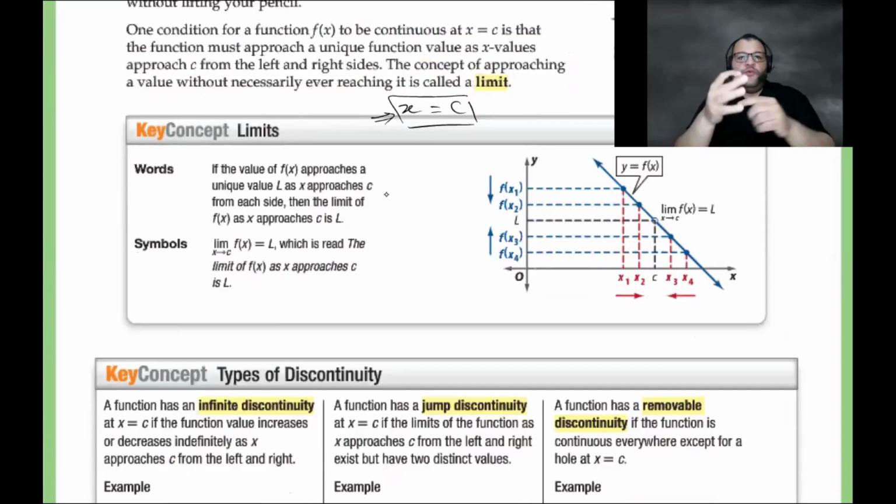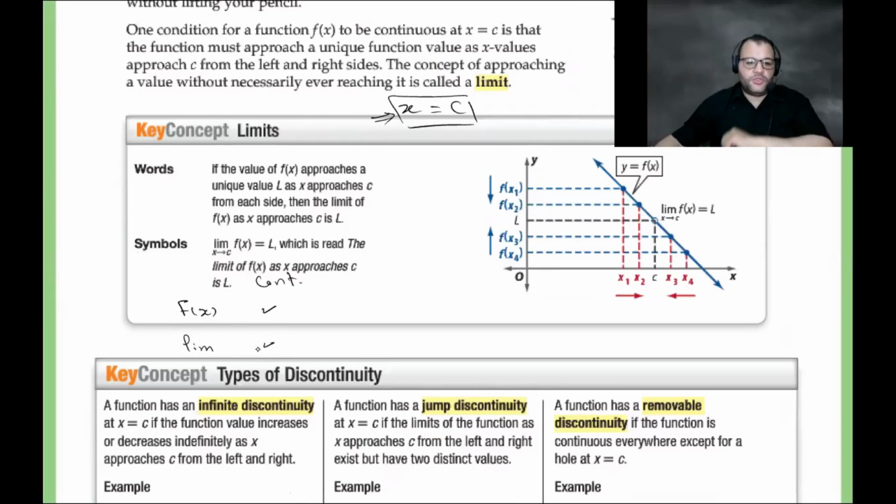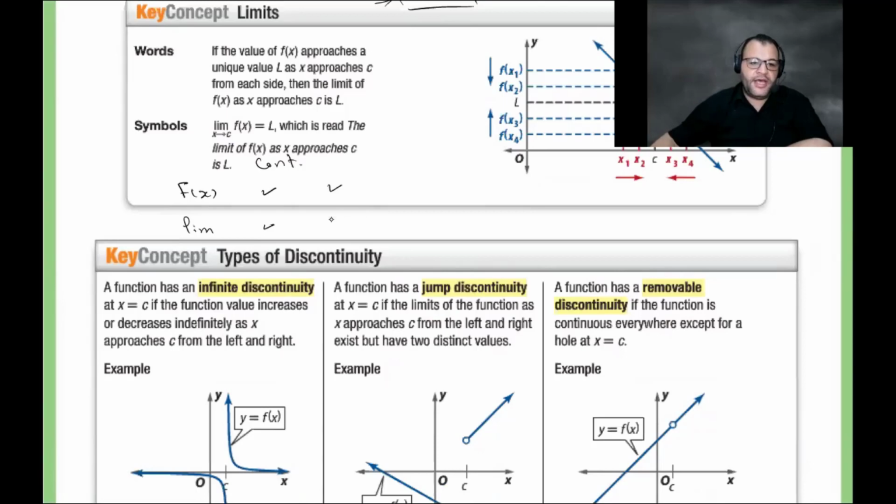Now we have cases. If we have a value of the function and we have a limit, this function will be a continuous function. But what if we don't have a value of the function and there is no limit for this one? There is no value, there is no limit.